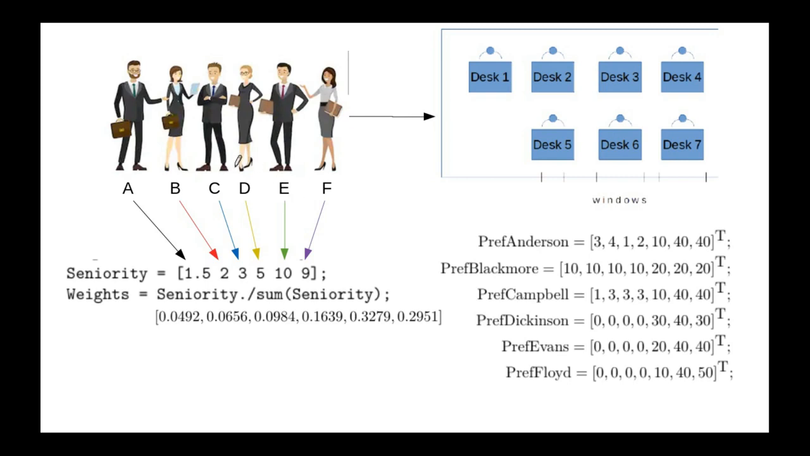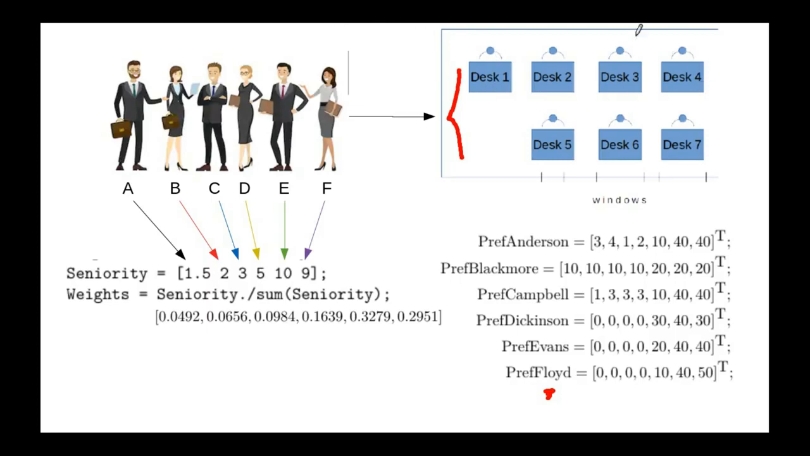Let's do this with a simple example. We have 6 people, can you see here? A for Anderson, B for Blackmore, then C for Campbell, D for Dickinson, E for Evans, and F for Floyd, as you can see here. The 6 people will be assigned to a desk. So we have one person assigned to one desk, okay?